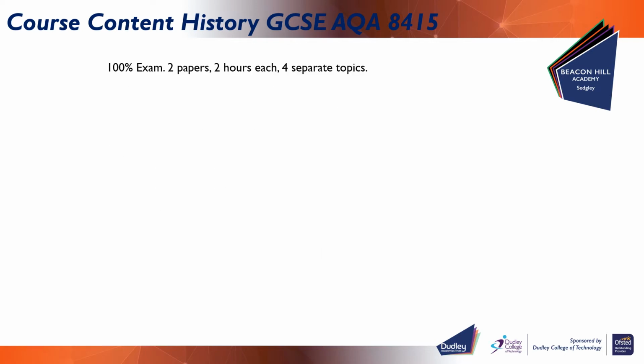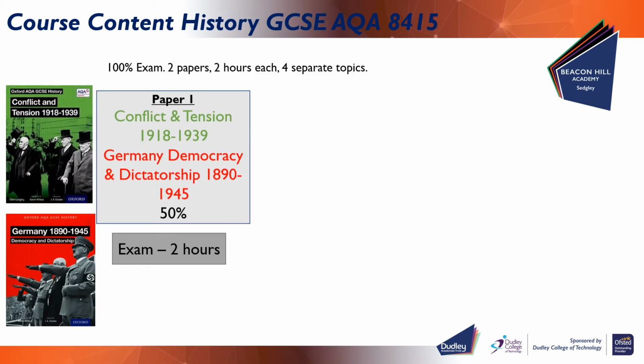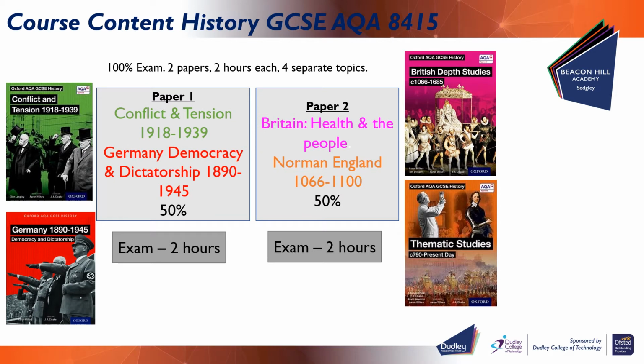The course is assessed by two exam papers, Paper 1 and Paper 2. Paper 1 is 2 hours long and includes a period study which you can see there as Germany, Democracy and Dictatorship 1890 to 1945, and a wider world study, Conflict and Tension 1918 to 1939. Both these papers are an hour each, making up 2 hours, which is 50% of your overall mark.